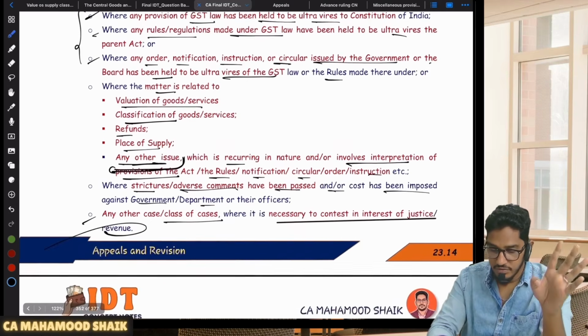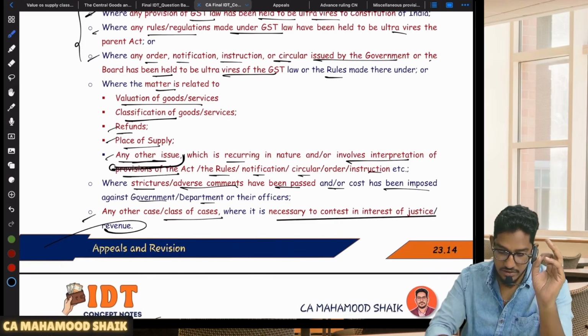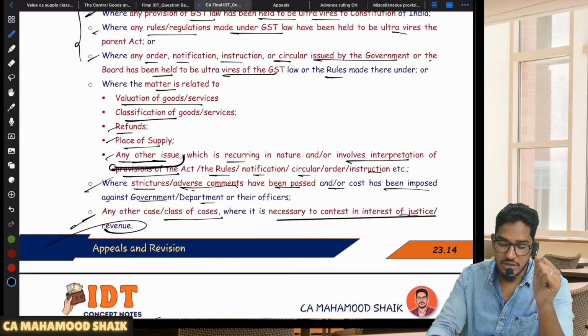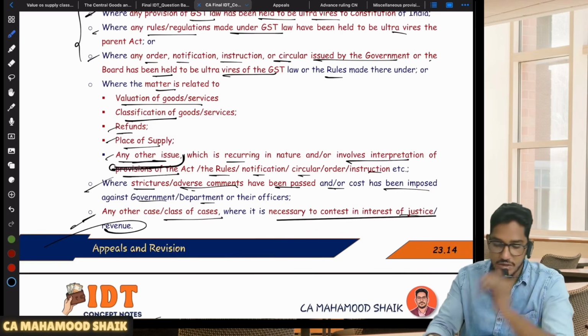Similarly, if the matter is related to valuation of goods or services, refunds, place of supply, or any other issue which has a repetitive effect, which involves interpretation of provisions of the act and which is recurring in nature. Also, if there are any adverse comments passed against the department and costs have been incurred by the department, then also they can go for appeal. And in the public interest or in the interest of justice or revenue also, they can go without regard to those limits. That's all here.